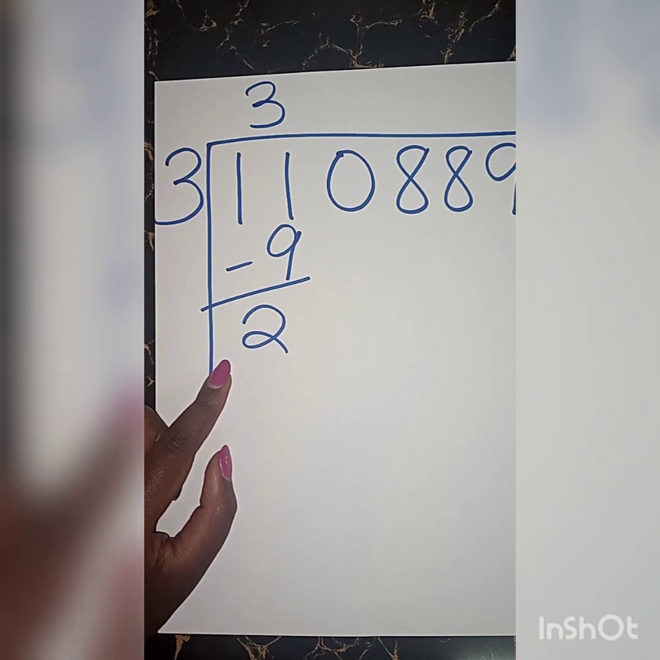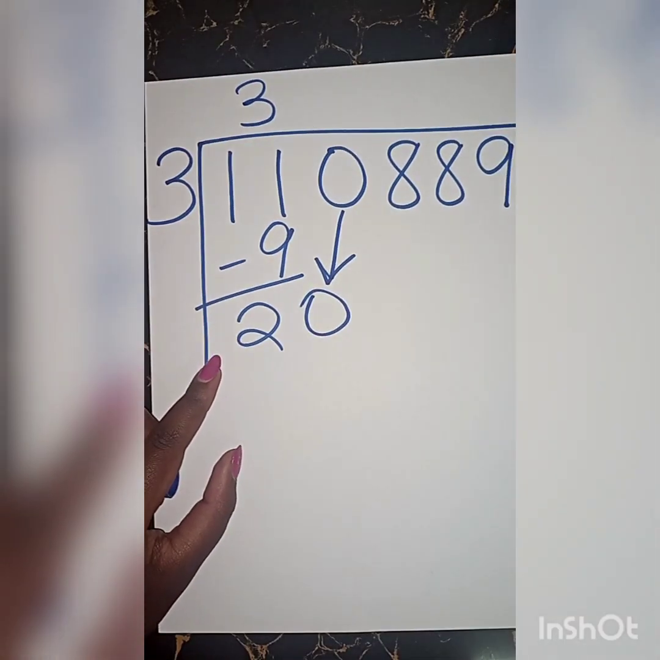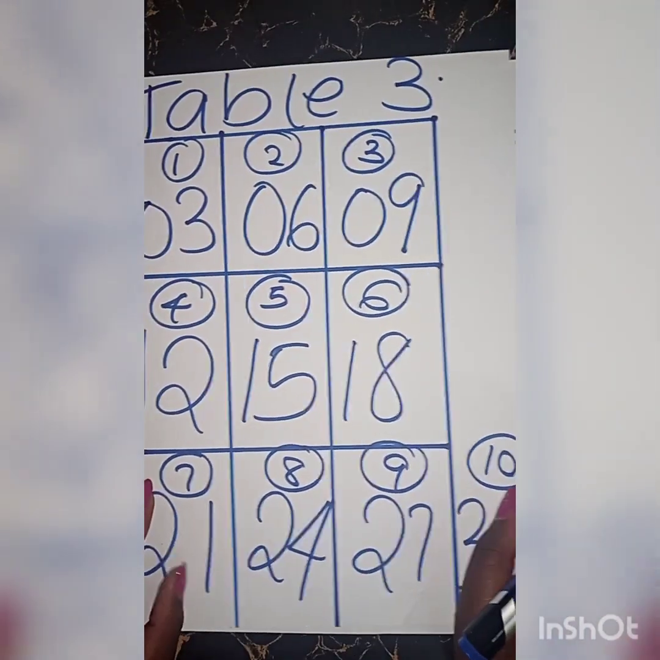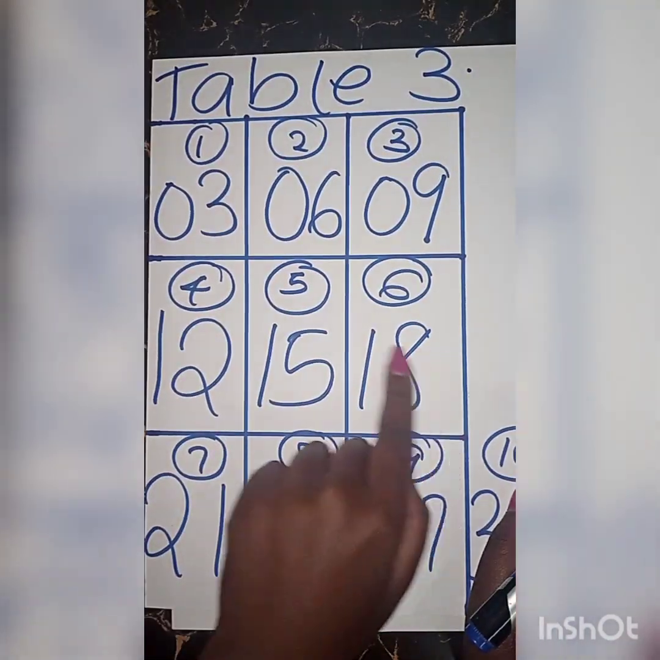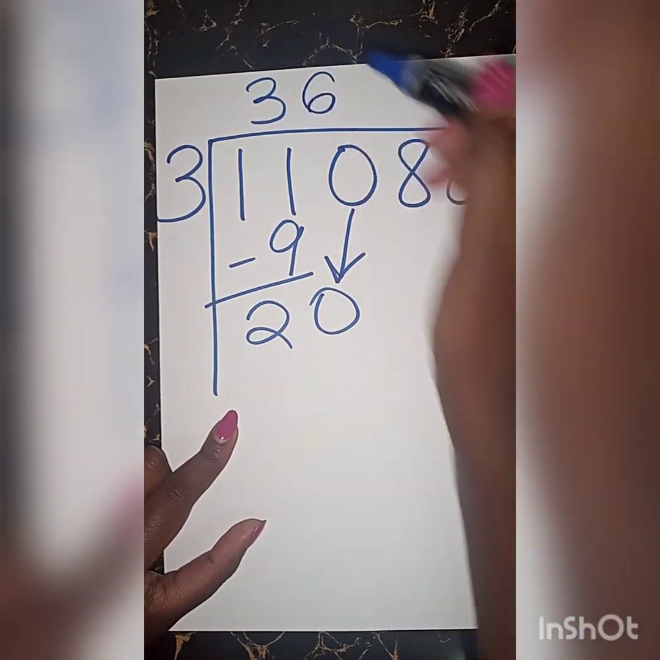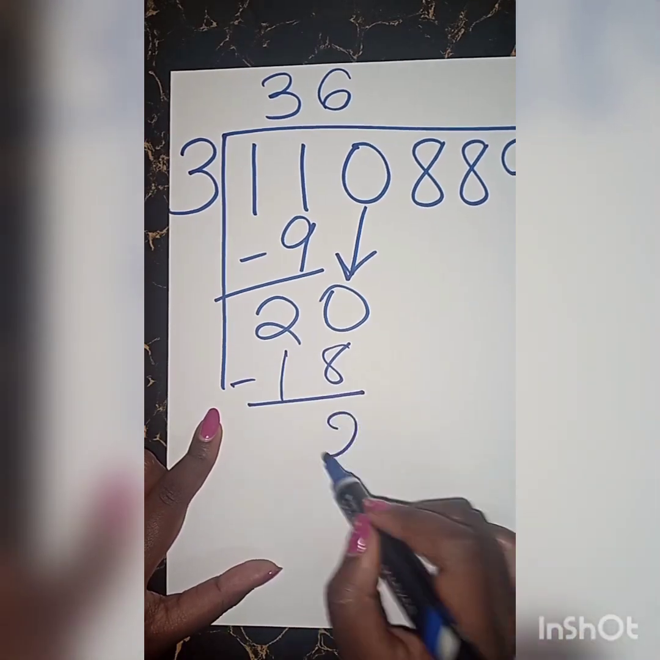Okay? So the next step is to drop the 0. When you drop the 0, what will you get? You'll get a 20. Okay? So where does 20 fall in table 3? 20 falls here. 6. Okay? So you'll write a 6 here because 6 times 3 is 18. 20 minus 18 is 2.